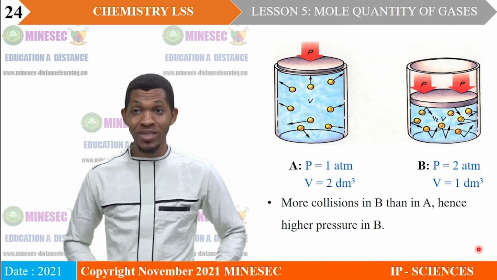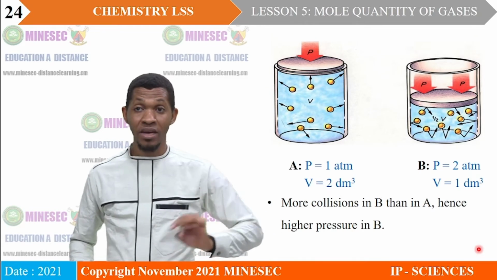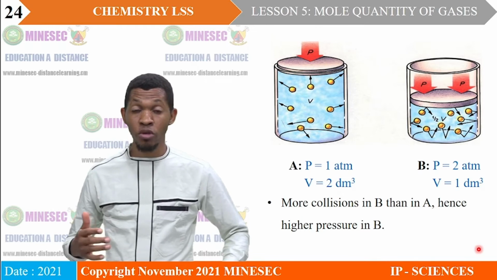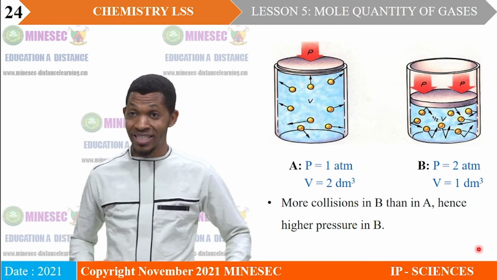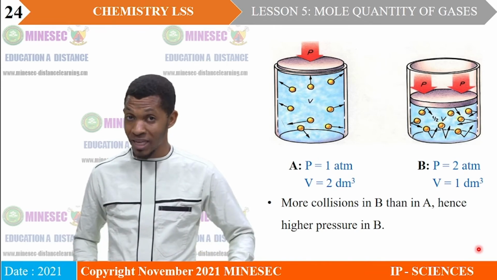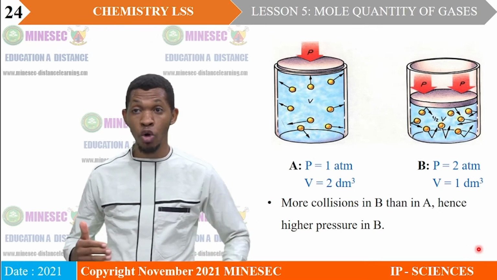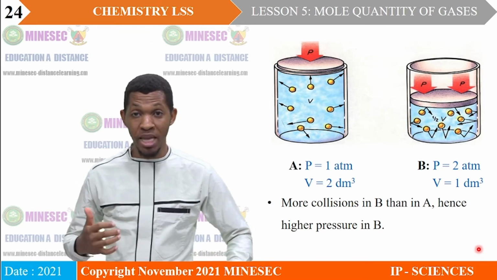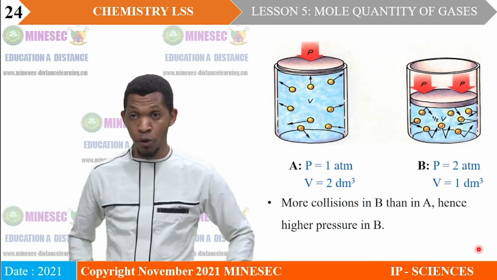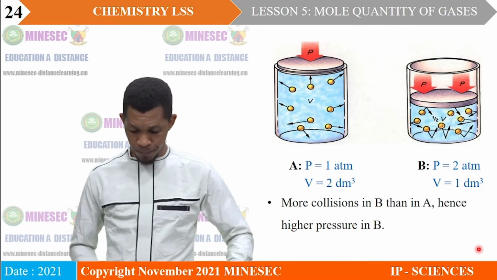I'd like you to understand that since the volume of container B is half that of container A, the molecules of gas in container B, with its smaller volume, will suffer more collisions with the walls of the container and among themselves than in A. And as they collide, the pressure of the gas in B will be greater than that of A. That is why when there is a decrease in volume, there is an increase in pressure, in accordance with Boyle's law.